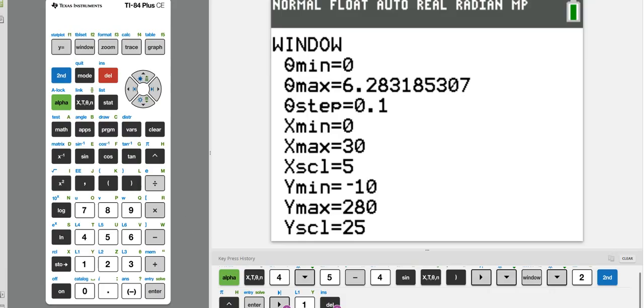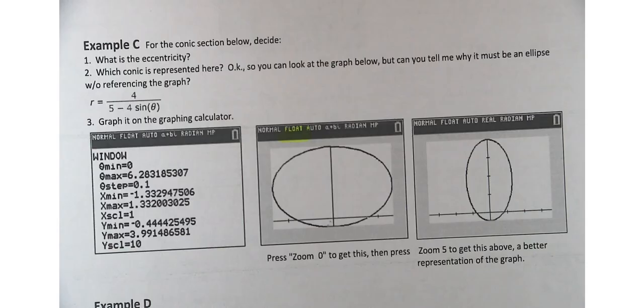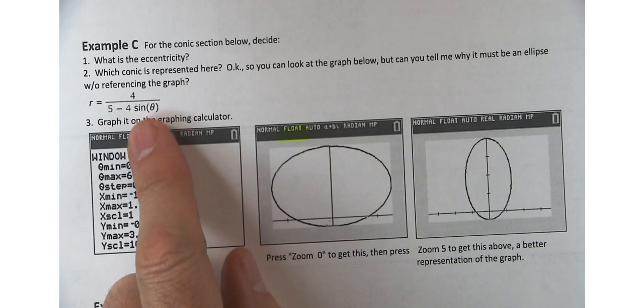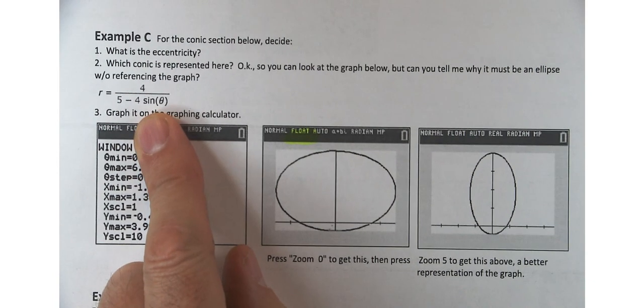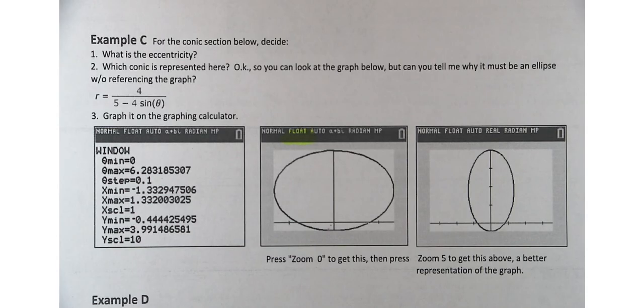Now looking at these graphs, it's kind of tough sometimes to figure out, well, where's this going to graph? What's it going to be? So we've got a little workaround to help figure out where we should graph this, where we should set the rest of our window settings. What is that workaround?